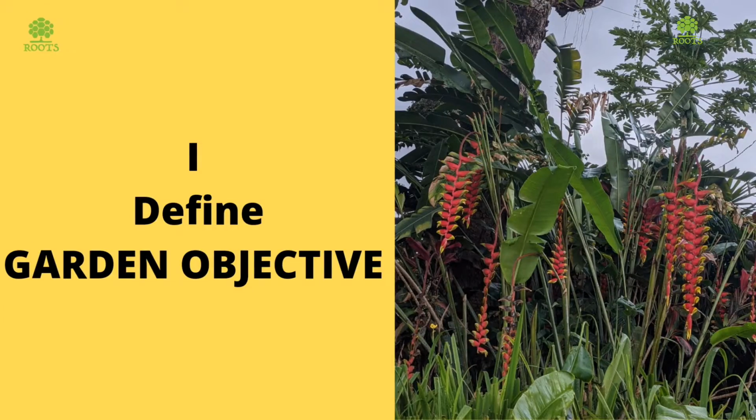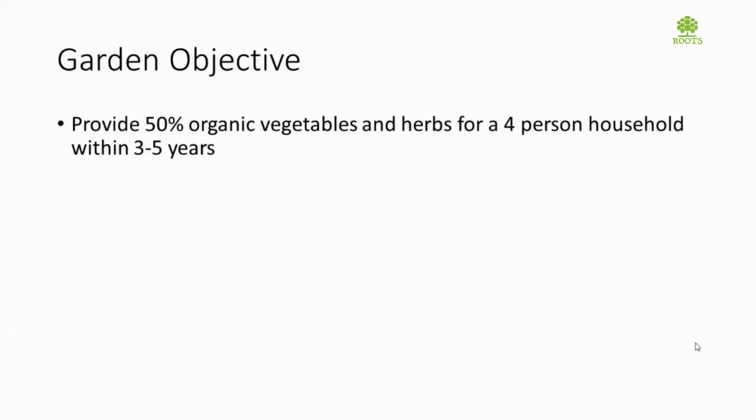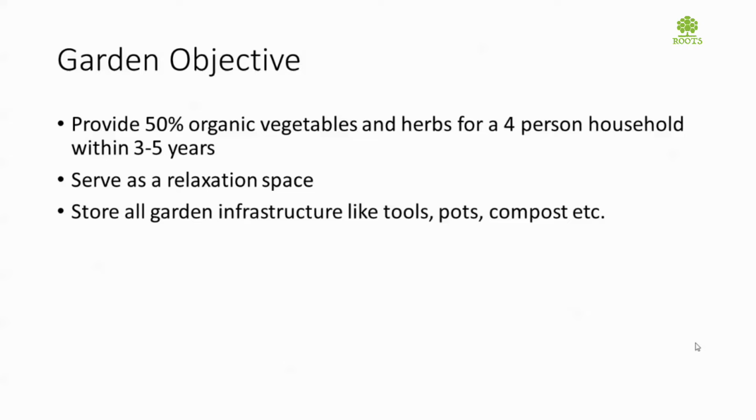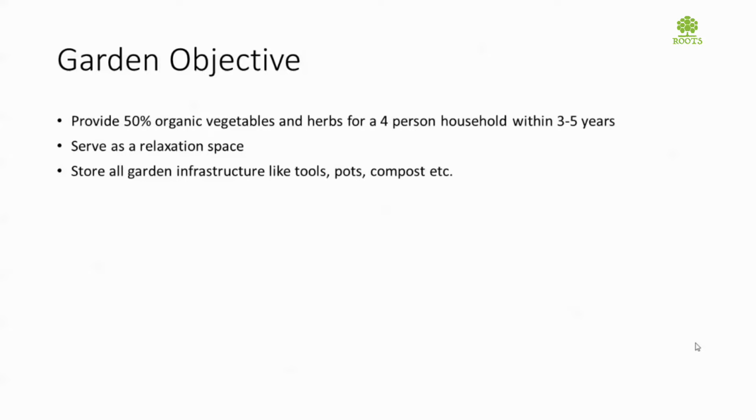Starting with the first element, defining the objective. It is important to create a goal that is challenging yet achievable. Let's say the objective of this garden is to provide 50% organic vegetables and herbs for a 4-person household within a period of 3 to 5 years. It will also serve as a relaxation space and will need to store all garden infrastructure like tools, pots, compost, etc. Now this goal is a smart one.